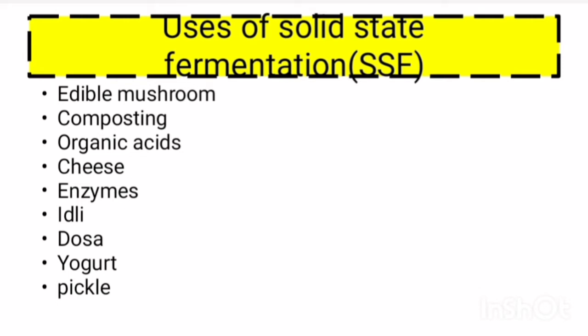Solid state fermentation process is used in the production of certain food products like cheese, idli, dosa, yogurt, pickle, etc. And also it is used for the production of edible mushroom, organic acids, enzymes, etc. Composting is a good example of the solid state fermentation or SSF.